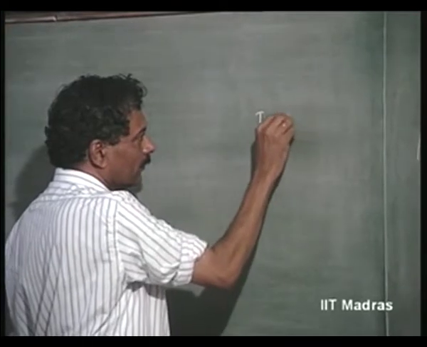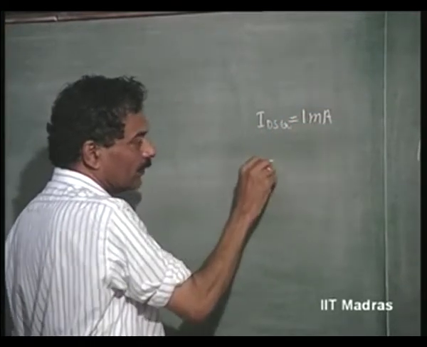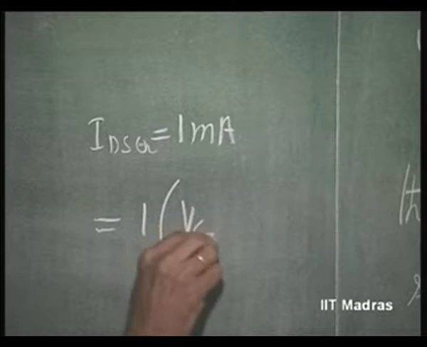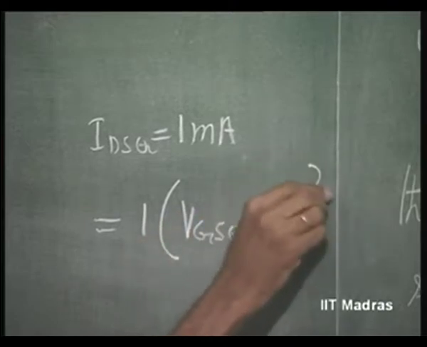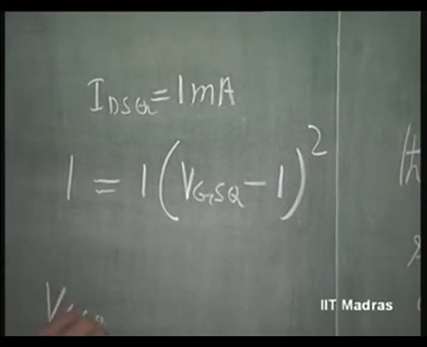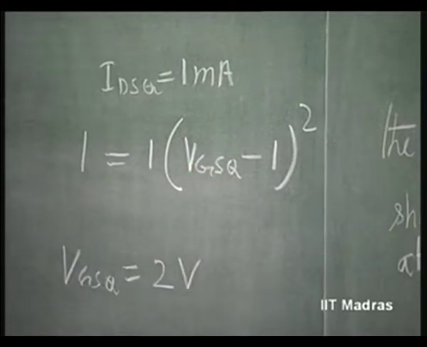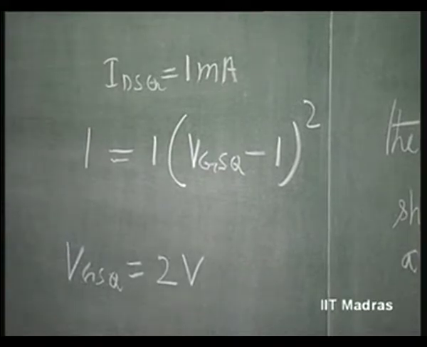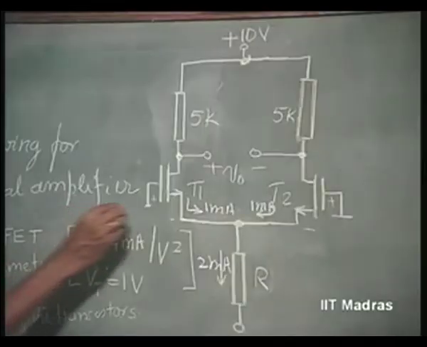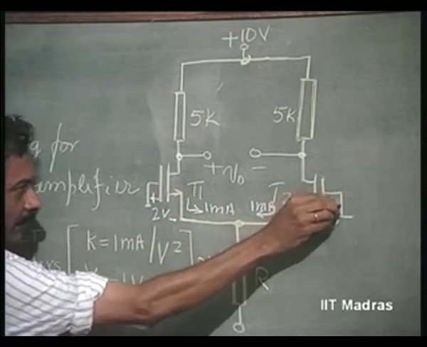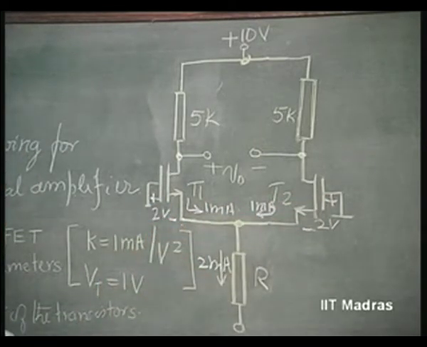So, we know that IDSQ is equal to 1 milliampere, which is equal to K, which is 1 milliampere per volt squared, into VGSQ minus VT whole squared. So, VGSQ is equal to 2 volts from this: 2 minus 1 is 1, equal to 1. So, we get from this relationship that VGSQ becomes 2 volts each. So, this is plus, this is minus, this is 2 volts, this is minus 10 volts. So, the drop across this is 8 volts.